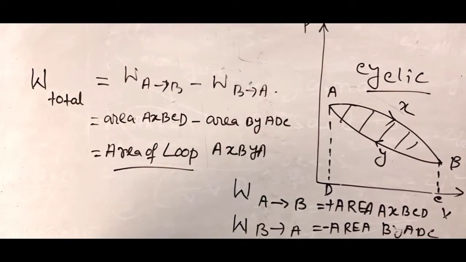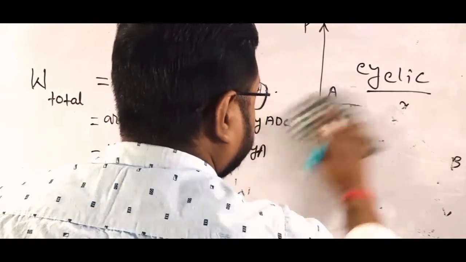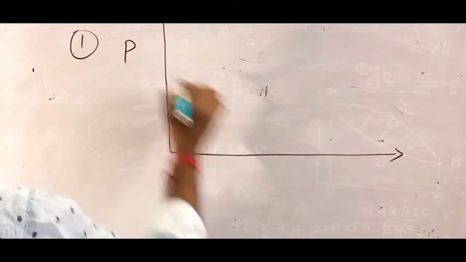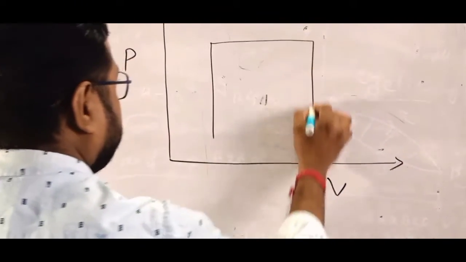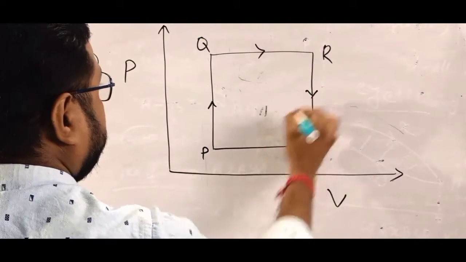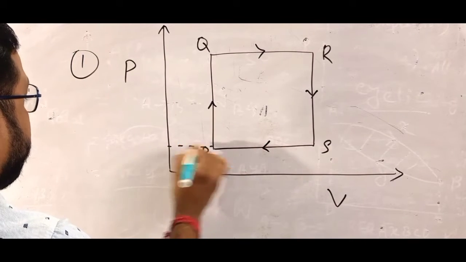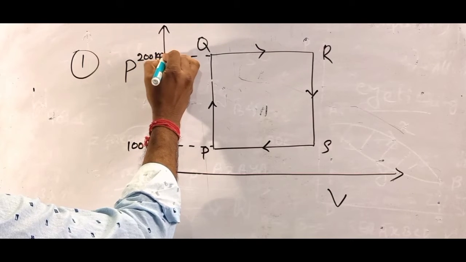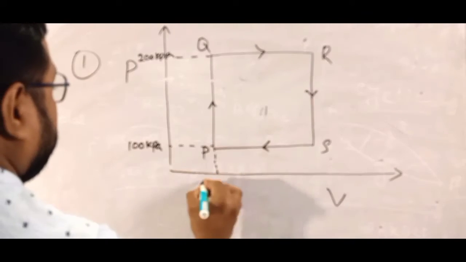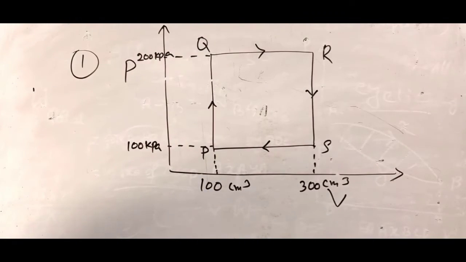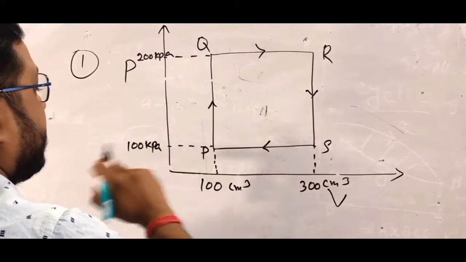Now we go with some examples. The things will be more clear. Suppose this is a PV indicator diagram and this is a process PQRS. The value of P is 100 kilopascal and Q is 200 kilopascal. The volume of this point is 100 cm cube and this S point volume is 300 cm cube. Now find the work done for the loop PQRSP.